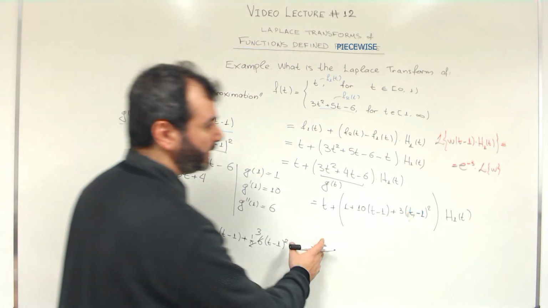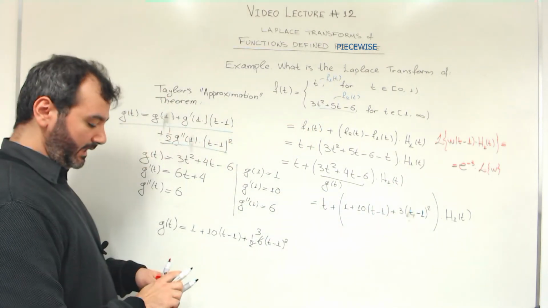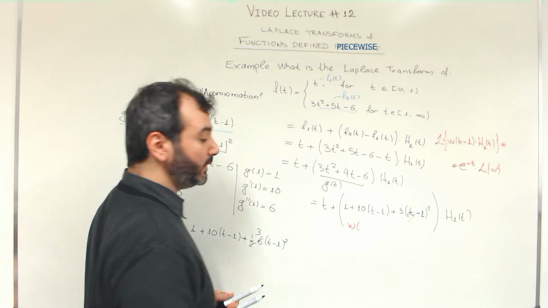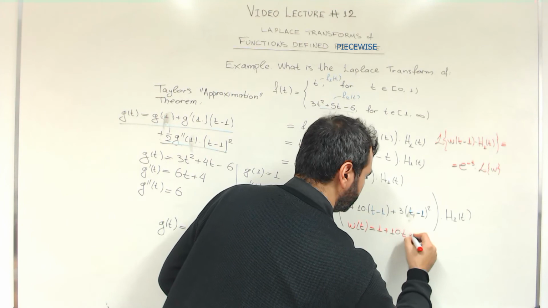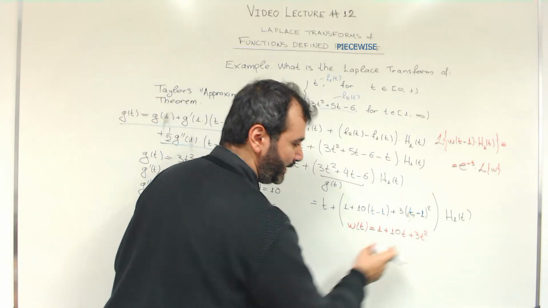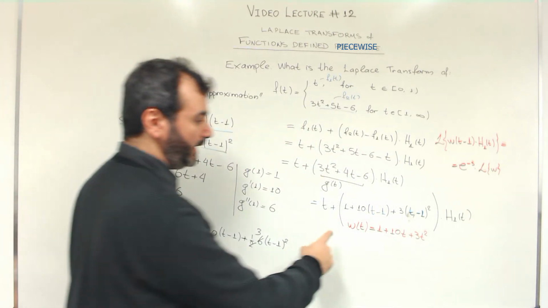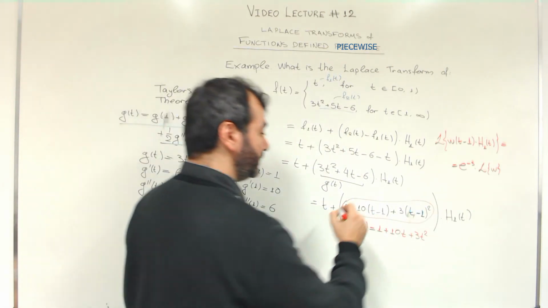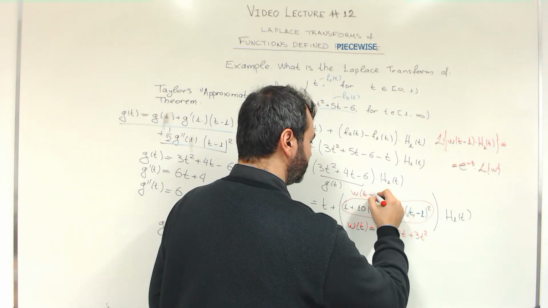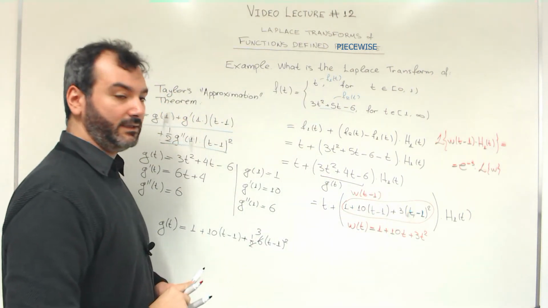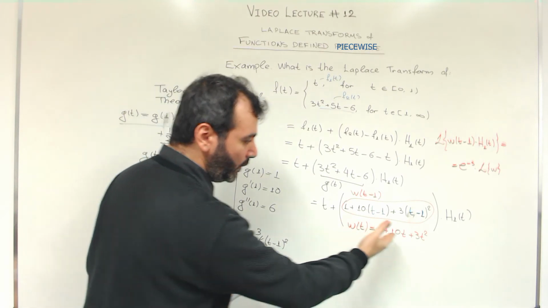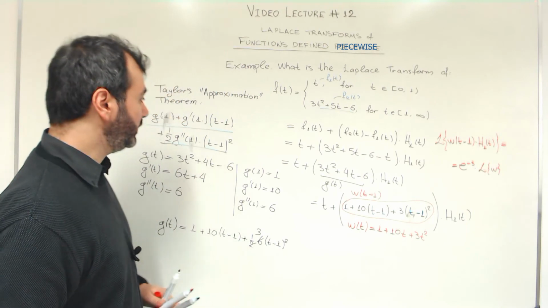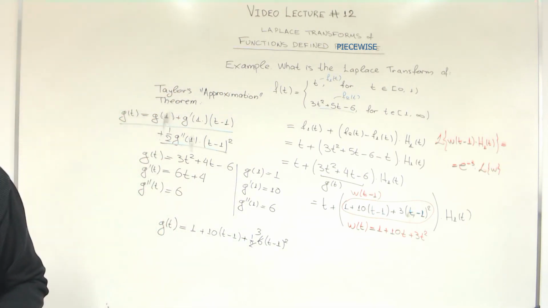Therefore, what is our function w in this case? Well, w, let's call it w of t, is 1 plus 10t plus 3t squared. And in fact, this expression here is nothing but w evaluated at t minus 1. And we know how to determine the Laplace transform of w. Let's make some space on the whiteboard.